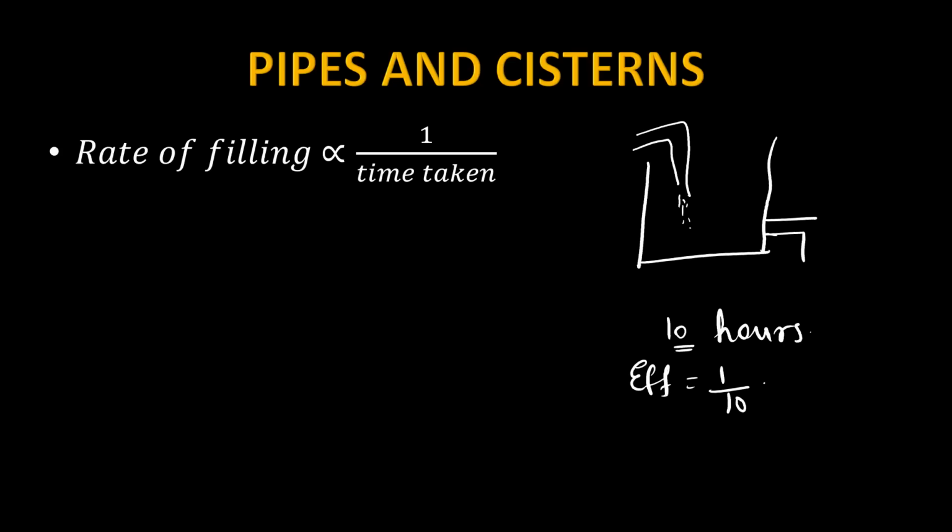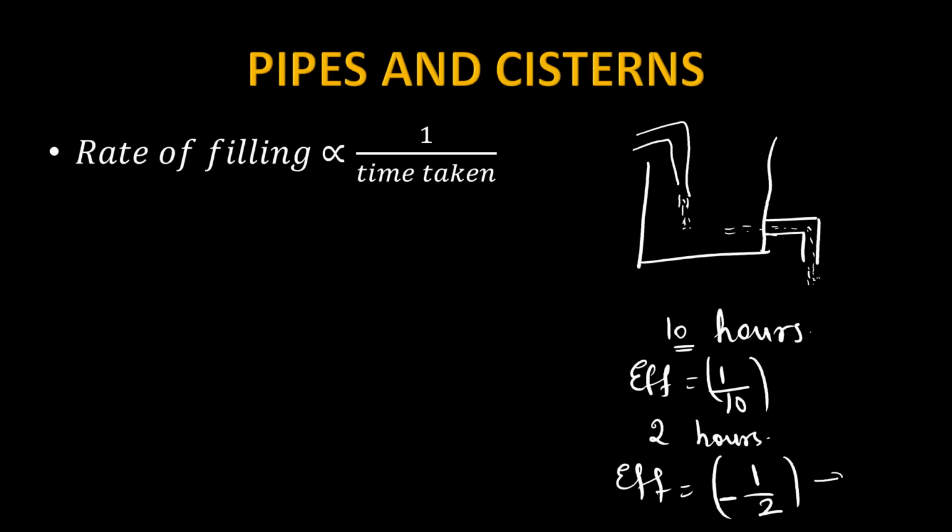If for instance there is a drainage hole and it is left open, this will empty the tank. If it takes 2 hours to empty the tank, then we'll take the efficiency as minus 1 by 2, since it is emptying. So when it is filling the tank, we'll take the efficiency as positive, and when it is emptying the tank, we'll take it as negative. This is the negative work.